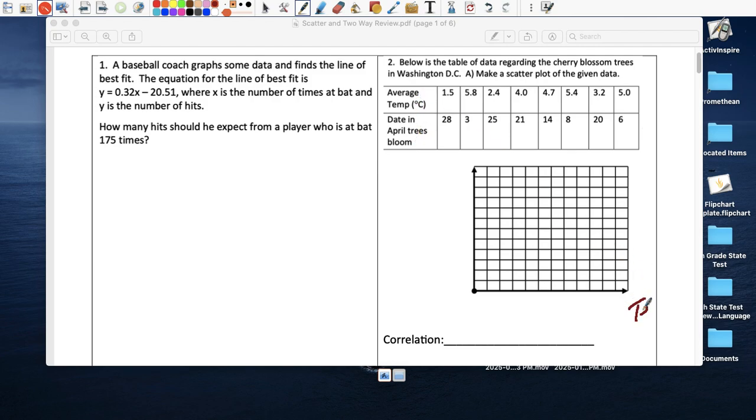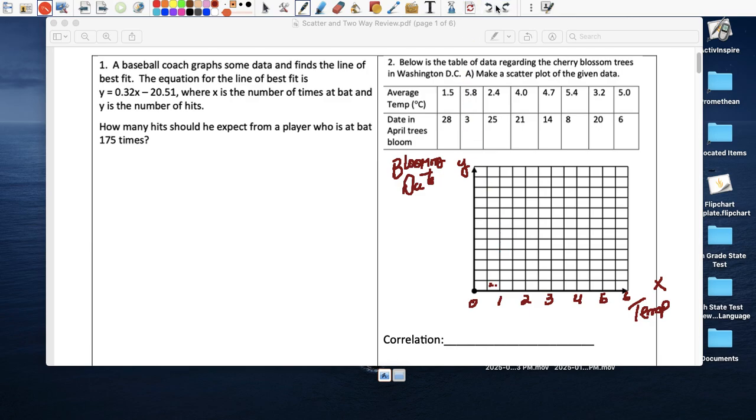So the date in which they bloom depends on the temperature. So temperature I'm going to put over here. It's going to be my x-axis. And the date is going to be my y-axis, blooming date. So temperature here, I can do 1, 2, 3, 4, 5, and then 6, right? I don't need any more than that. But because it's so tight, maybe I can spread it out. 1, 2, 3, 4, 5, and 6. So much easier, right? Because then the points are not all bunched up together.